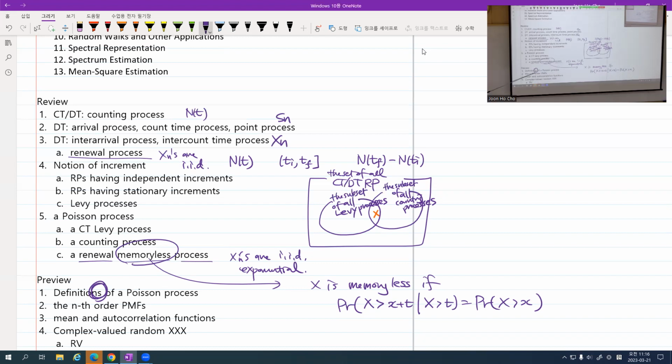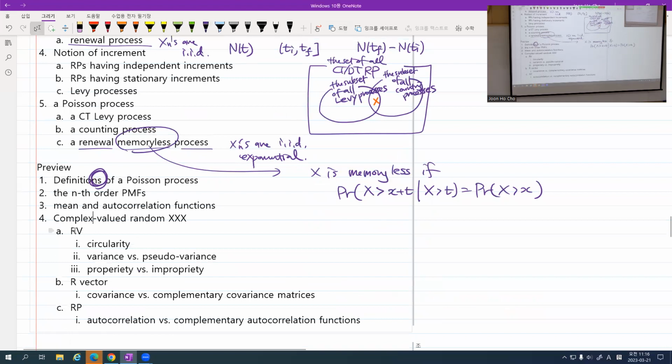Got it? And then we are going to calculate the mean function and the autocorrelation function of a Poisson process. And probably after that, I will ask you whether a Poisson process is a wide-sense stationary random process or not, because we have calculated the mean and autocorrelation functions already. Got it? And then we are going to move to the world of complex valued random something. First, variables, and then vectors, and then processes. Got it? And I will especially emphasize complex valued Gaussian random variables, vectors, and processes, because they appear again and again and again, especially in digital communications.